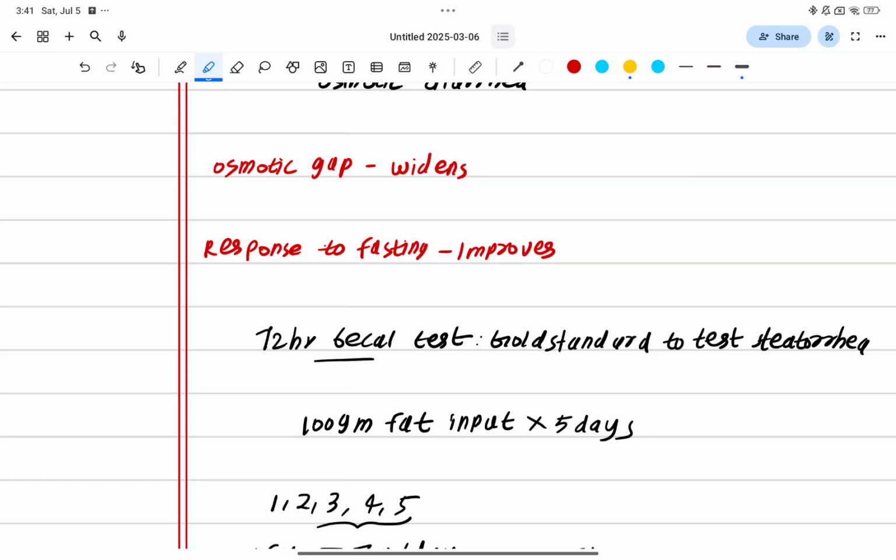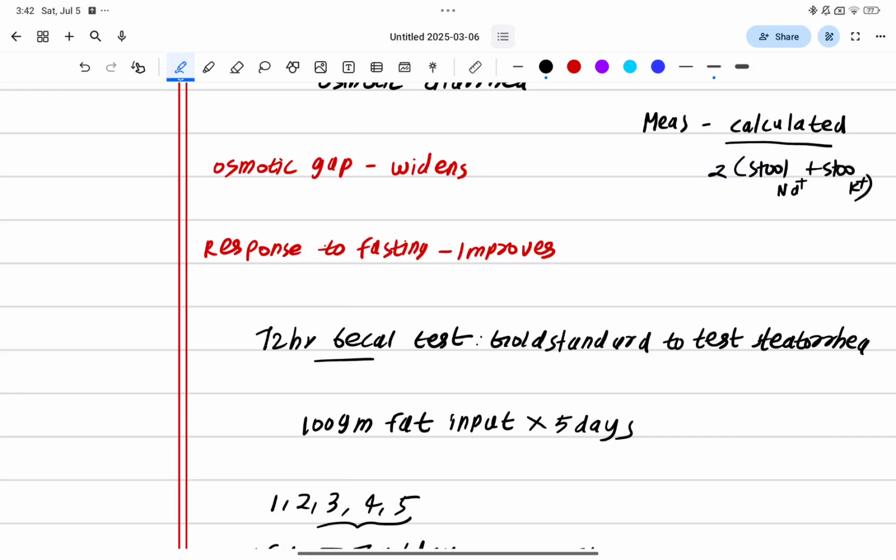And also the osmotic gap widens. So what do we mean by osmotic gap? Osmotic gap is measured osmolality minus calculated osmolality. Calculated osmolality is 2 into stool sodium plus stool potassium. Measured osmolality will be increasing because solute content is increased. So when the measured value increases, the whole gap increases, so it widens.